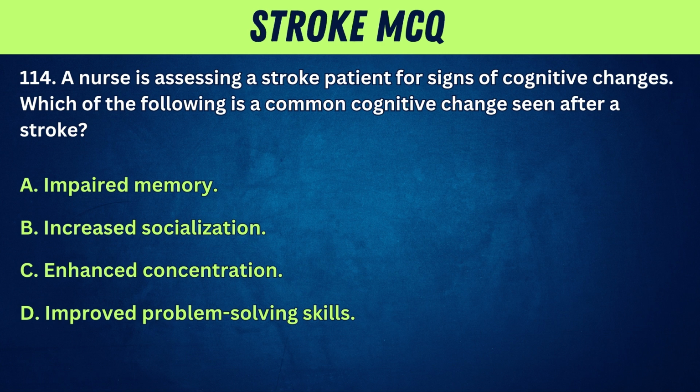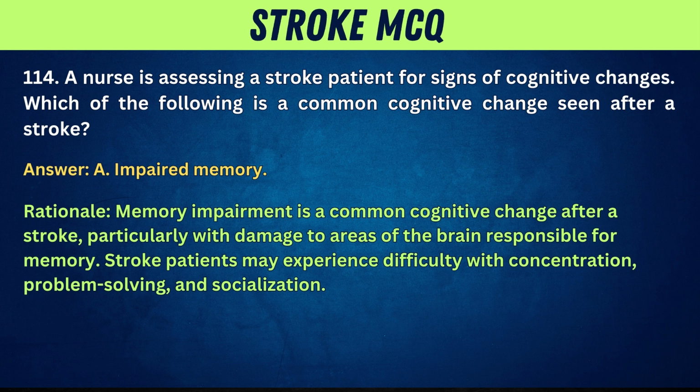114. A nurse is assessing a stroke patient for signs of cognitive changes. Which of the following is a common cognitive change seen after a stroke? A. Impaired memory. B. Increased socialization. C. Enhanced concentration. D. Improved problem-solving skills. Answer: A. Impaired memory. Rationale: memory impairment is a common cognitive change after a stroke, particularly with damage to areas of the brain responsible for memory.